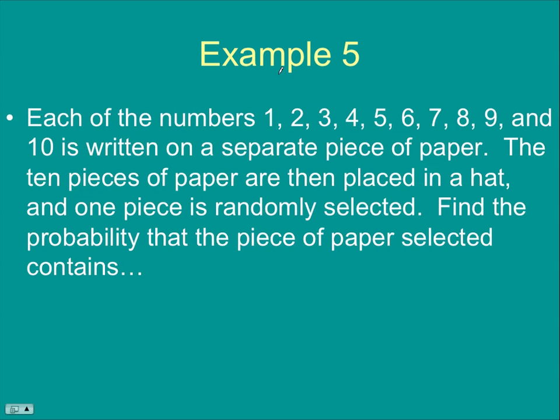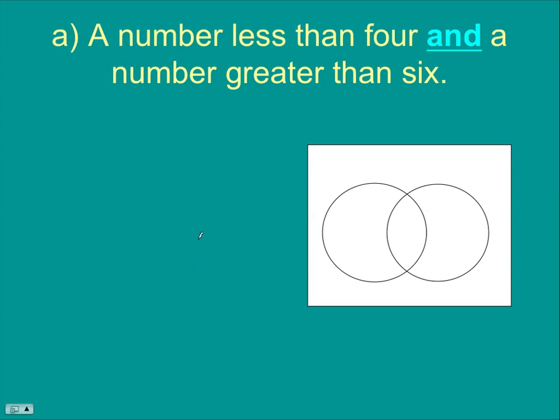In example 5, we have the same situation with our 10 numbers in a hat. We're still selecting one piece. We want to find the probability that the piece of paper contains a number less than 4 and a number greater than 6. So let's make our new Venn diagram here. Less than 4, greater than 6.